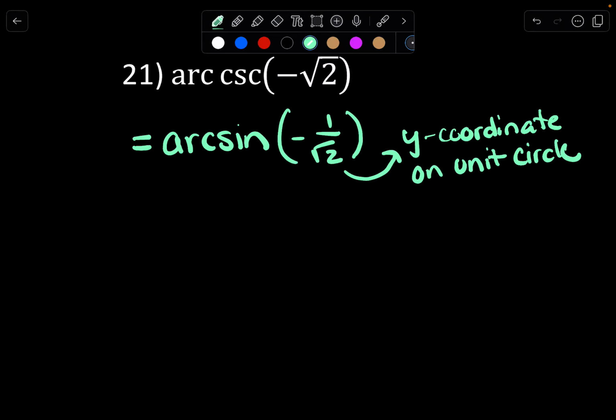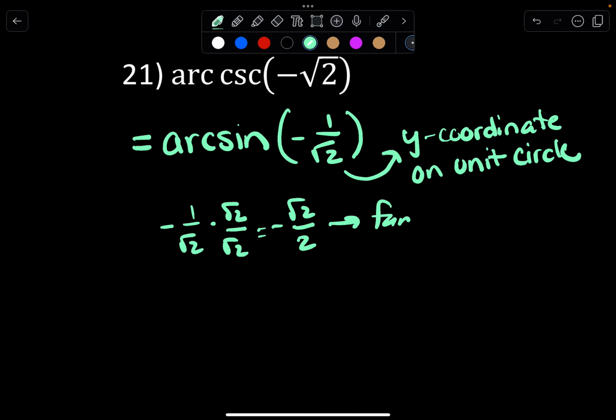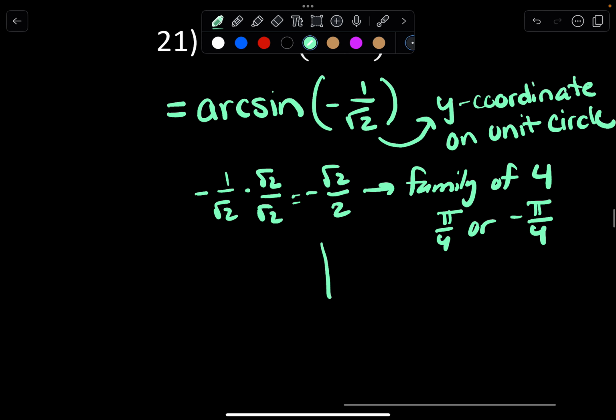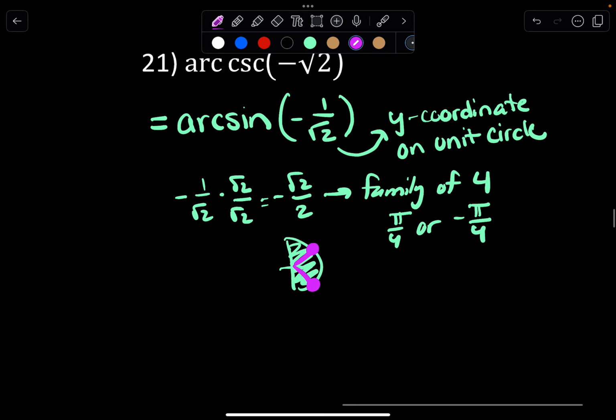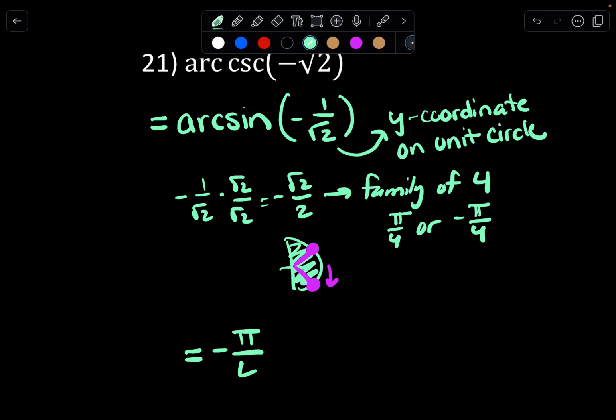If we rationalize this, we end up with our root 2 over 2. So we have negative 1 over root 2 times root 2 over root 2. So we get negative root 2 over 2. So this is family of 4s. So it's either going to be pi over 4 or negative pi over 4. And that's because arcsine only exists in quadrants 1 and 4. And for sine, it's y, so we're going to be going down. Therefore, it's going to be equal to negative pi over 4.